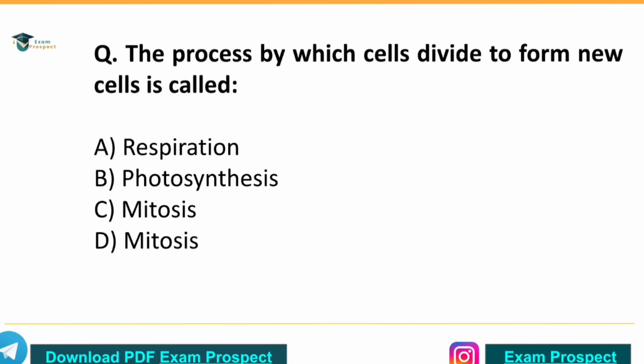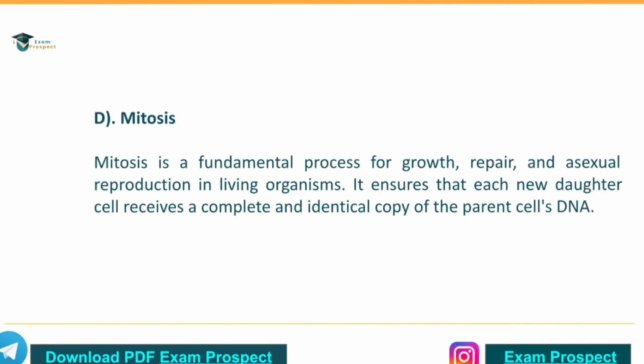Next question, the process by which cells divide to form new cells is called? Correct answer is option D, mitosis. Here, mitosis is a fundamental process for growth, repair, and asexual reproduction in living organisms. It ensures that each new daughter cell receives a complete and identical copy of the parent cell's DNA.